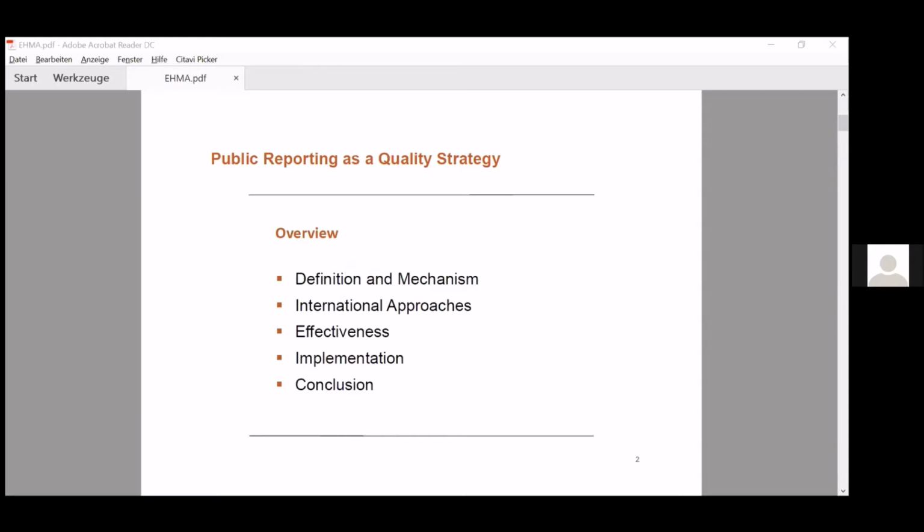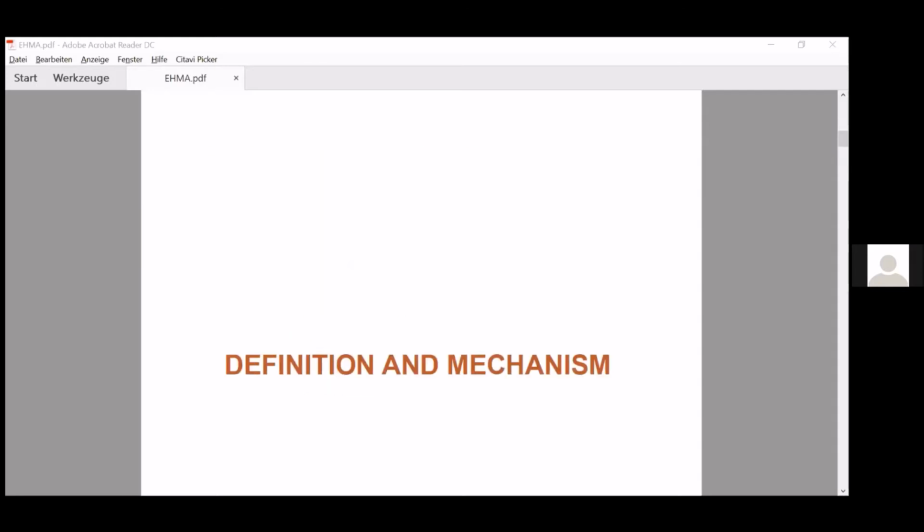In my presentation, I will start by defining public reporting and show what the mechanisms are like that are used in this instrument of quality improvement, hopefully improvement. And I will show some international approaches. I will present something on the evidence, on the effectiveness of this quality instrument, and give some recommendations we learned from international healthcare systems for their implementation. And I will conclude, of course. And I hope I will be as speedy as Demi was.